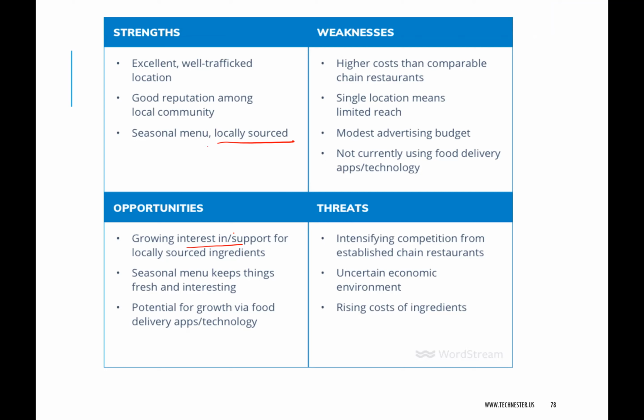What are the threats? Well, intensifying competition from established chain restaurants may be a threat. Maybe chain restaurants are beginning to do the kind of things we are doing. They are beginning to make the kind of food we are making. That may be a threat. Uncertain economic environment may be a threat. Inflation, cost of gas and cost of producing what we produce may have increased astronomically. Right? So that may be a threat. Rising cost of ingredients. So you end up with a table like this.